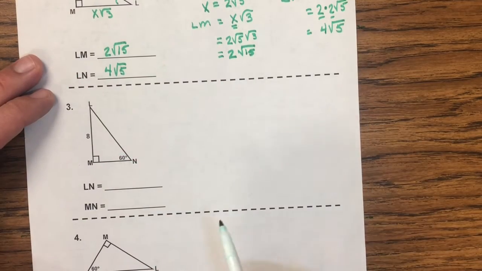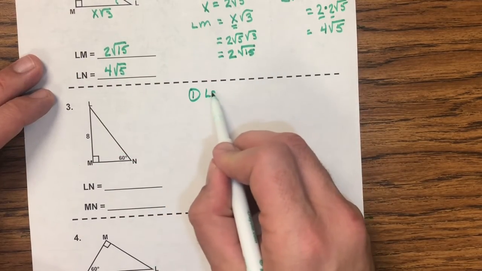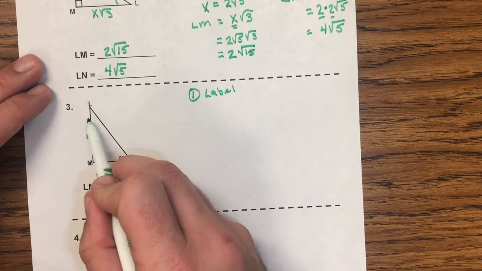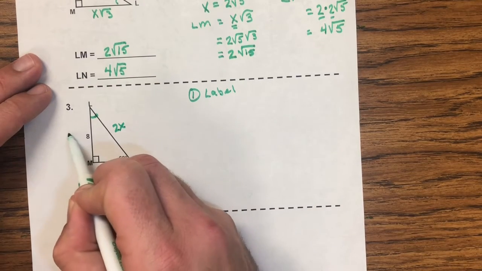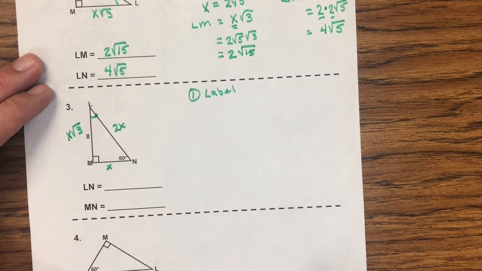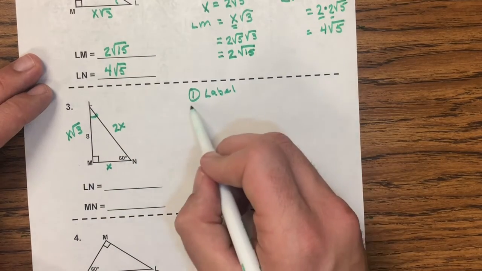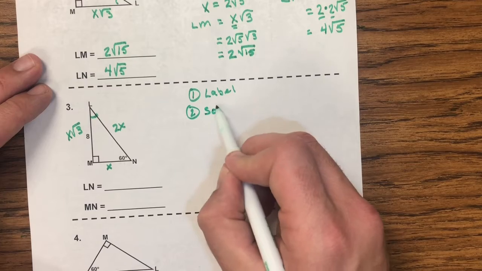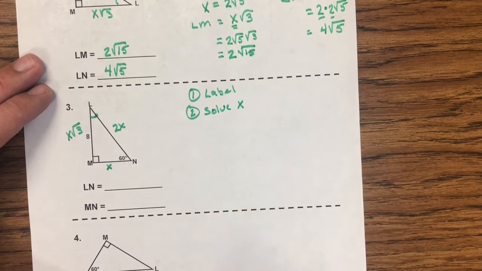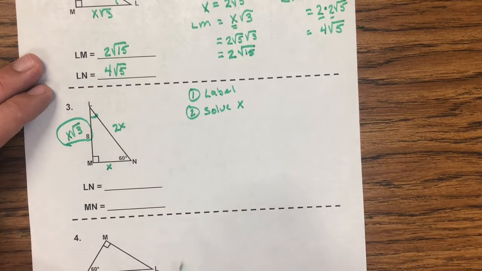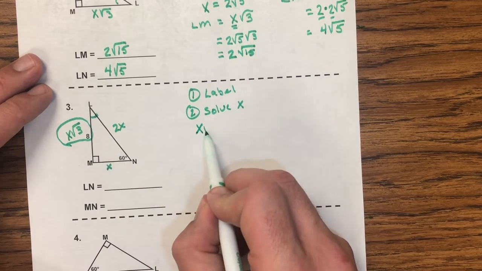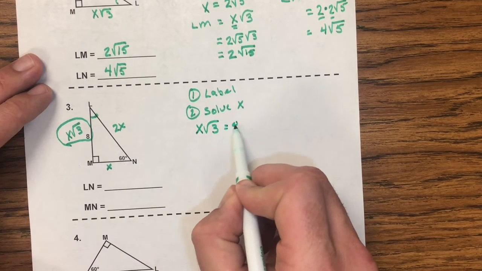Example 3, exactly the same. Label. Opposite of the 30, x. Opposite of the 90, 2x. Opposite of the 60, x square root of 3. Step 2, solve for x. Because these are paired up right here, they have to be equal. X square root of 3 equals 8.